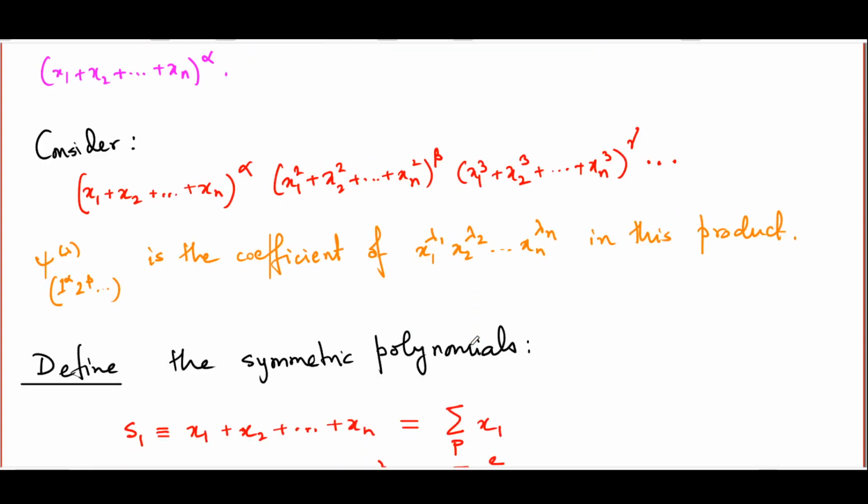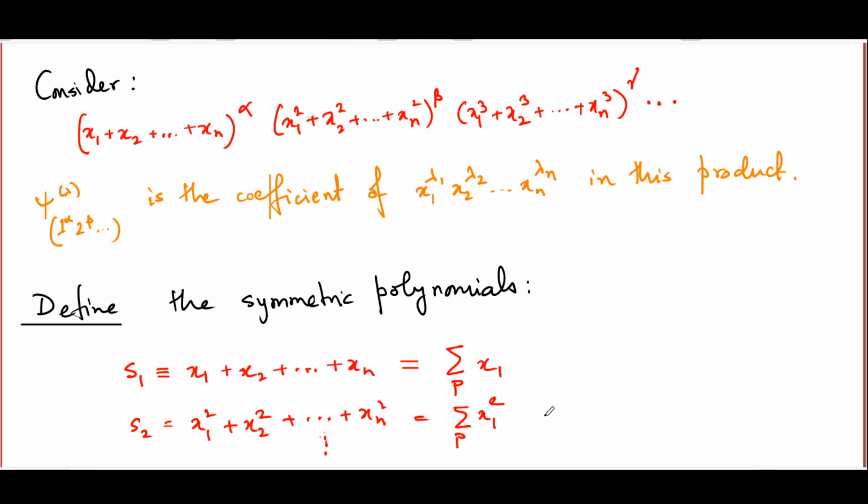S1 is the sum of all xi's with i running from 1 to n. Note that I have written down this as a sum over all possible permutations of x1. What this really means is if you carry out all the possible permutations that are available, 1 will become 2, sometimes 1 will become 3, 1 will become 4, and all of these terms will be added together here. All the distinct terms that you get by permuting the labels 1, 2, 3 up to n will be sitting here.